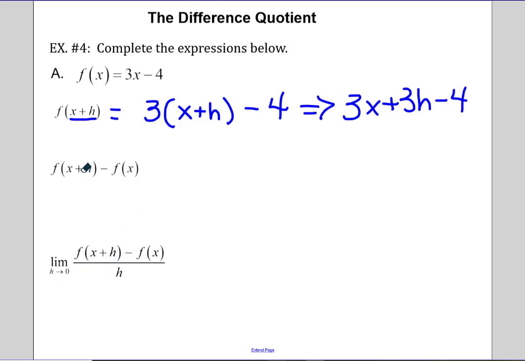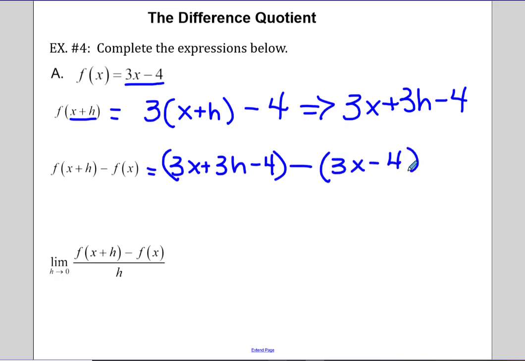Then f of x plus h minus the function. So my f of x plus h is 3x plus 3h minus 4. And then I'm going to subtract the function 3x minus 4 and simplify that. So we have 3x plus 3h minus 4 minus 3x plus 4.